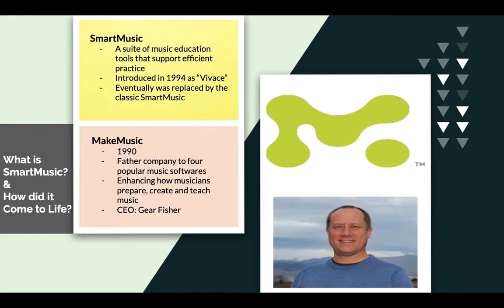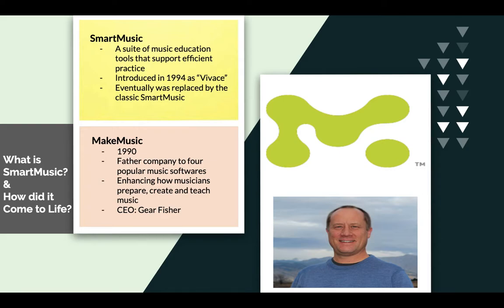What is Smart Music? Smart Music is a suite of web-based music education tools that supports efficient practice. At the heart of Smart Music is respect for the deliberate practice model and a recognition that students benefit from immediate feedback. It was introduced in 1994 as a hardware-based tool originally named Vivace, but was eventually replaced by the software-only version. Right now you can find two versions of Smart Music.